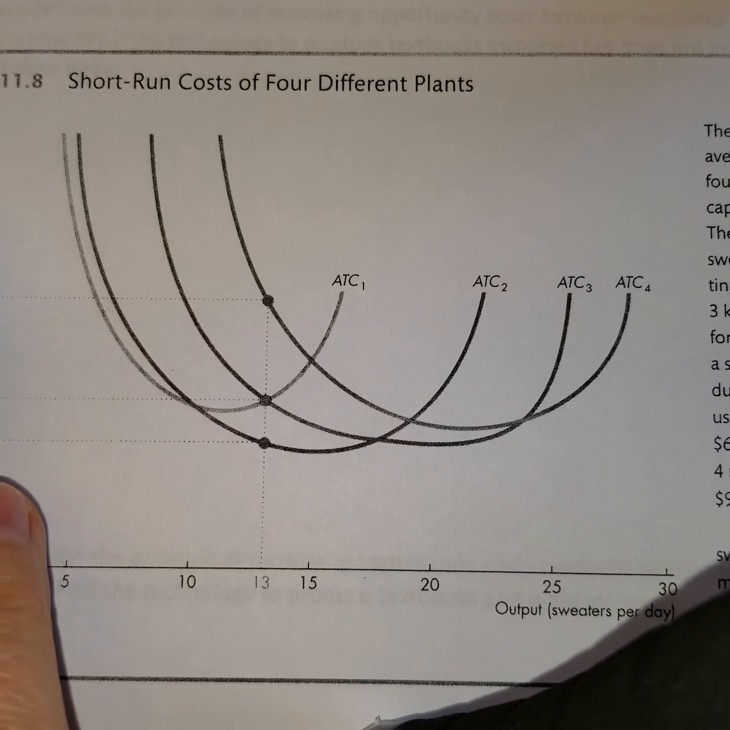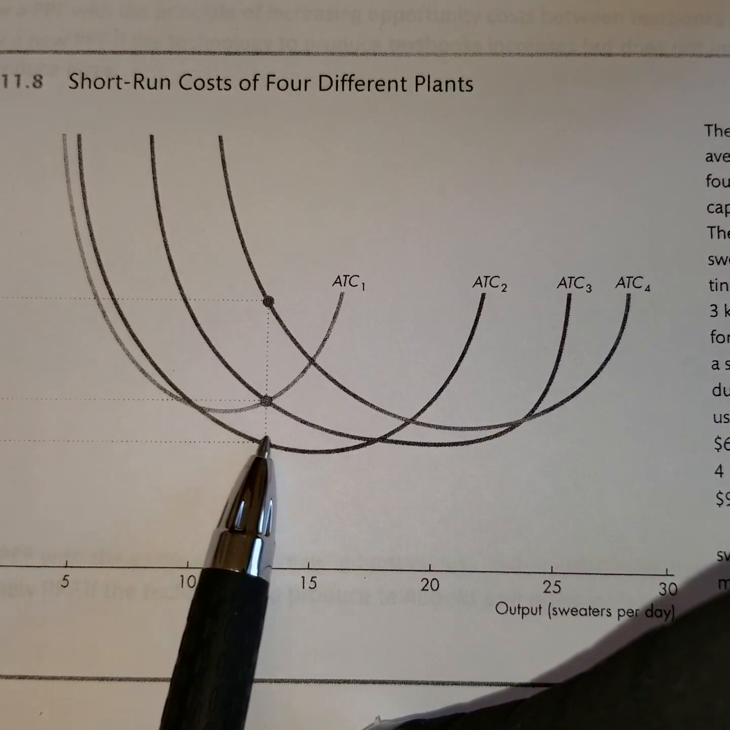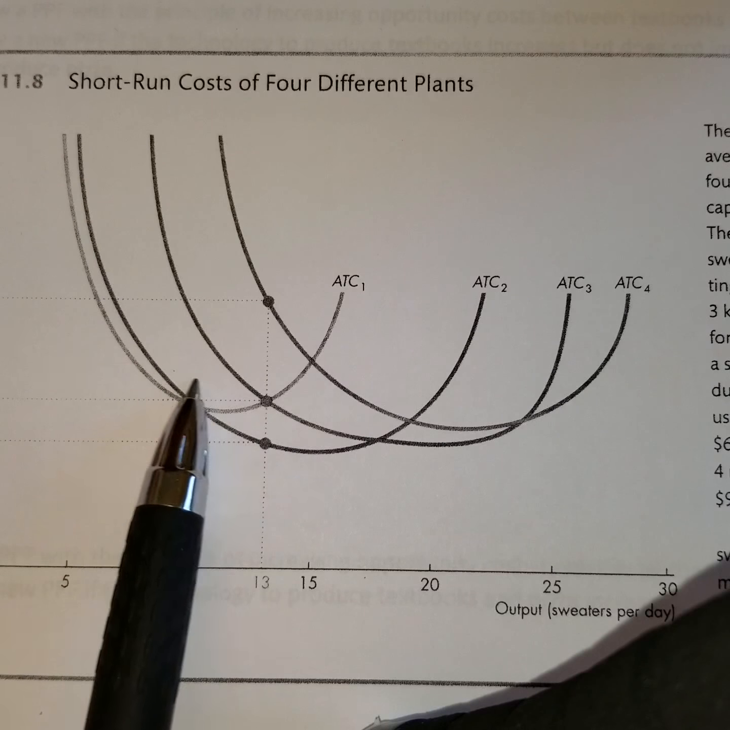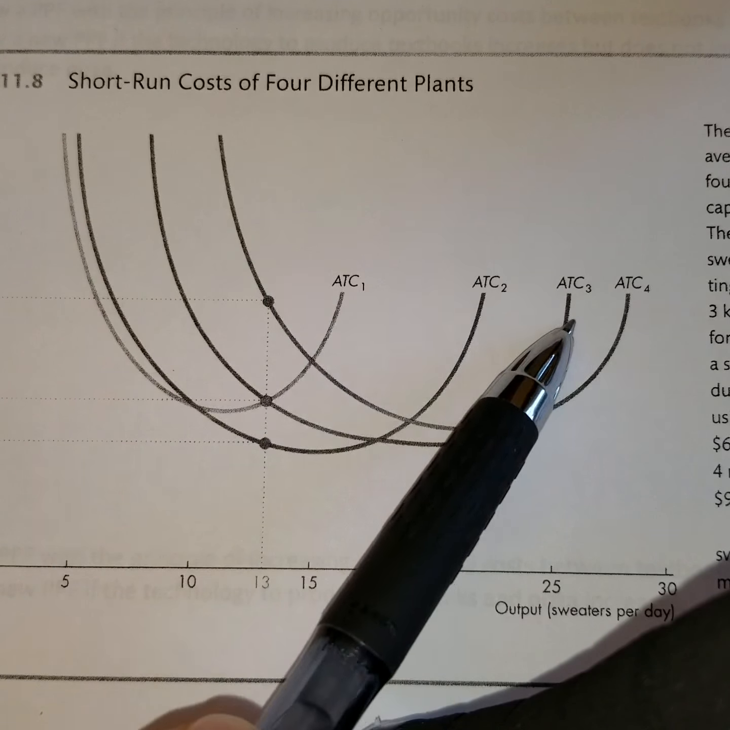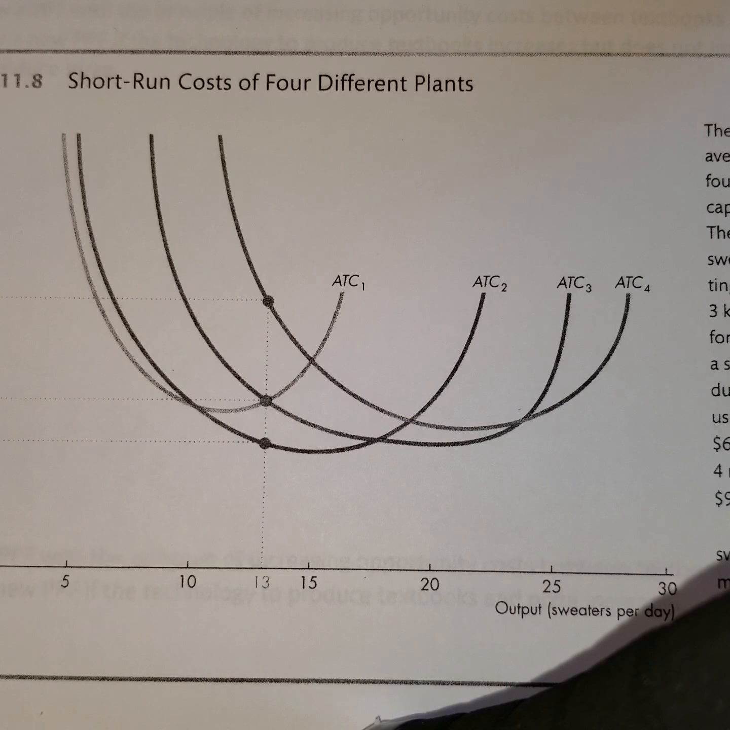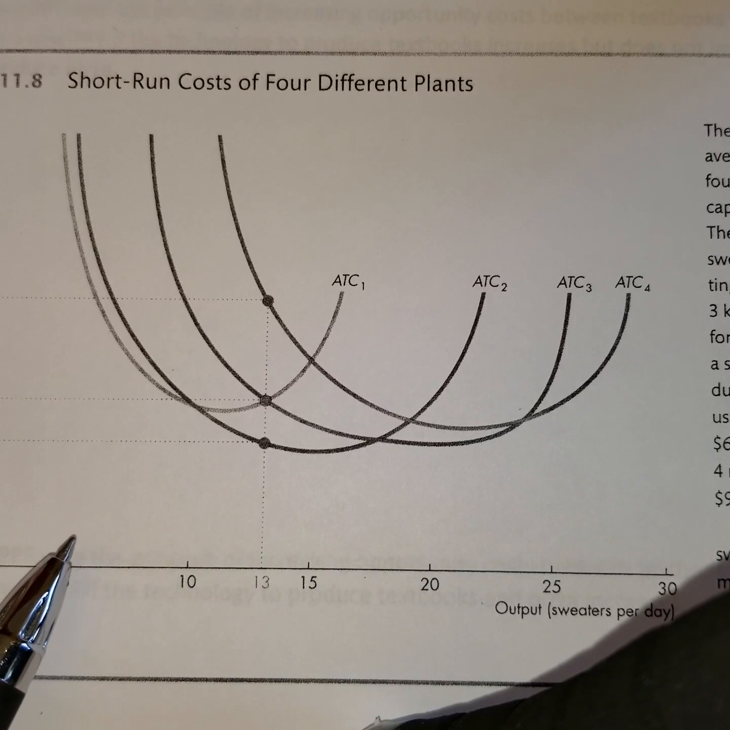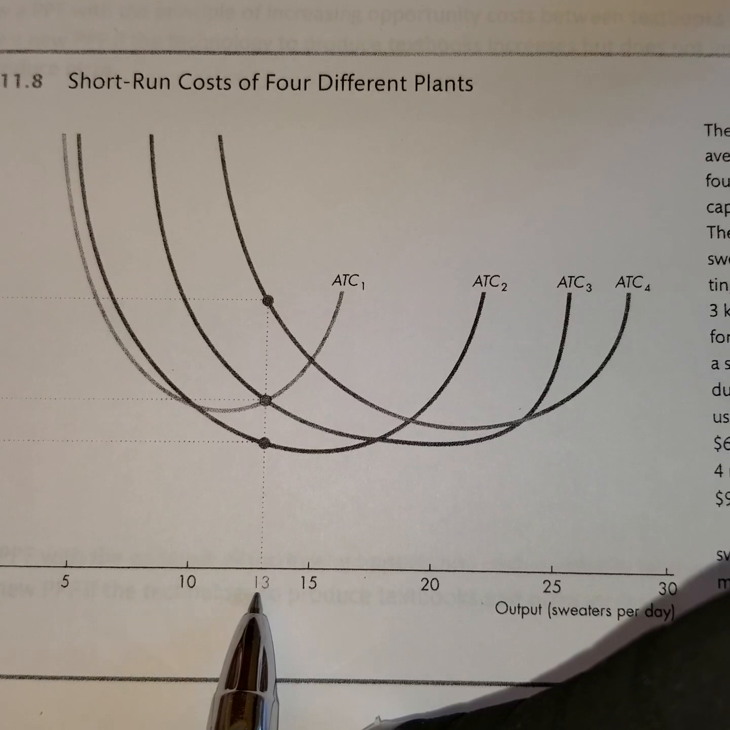So if we're in the short run, let's say this is ATC 2, that would be plant size 2. This is plant size 1, plant size 3, etc. Now, in the long run, we can pick whichever plant size that we want, and we would want to find the lowest possible cost for that amount of output. So we're looking at output on the x-axis. So let's say we want an output of 13.